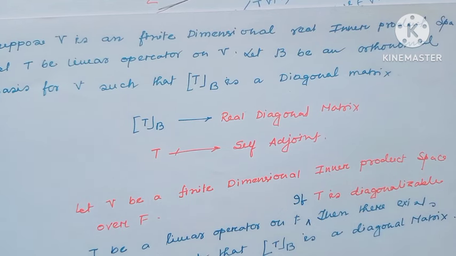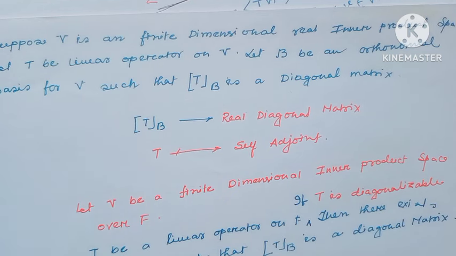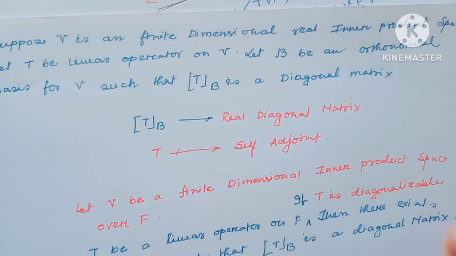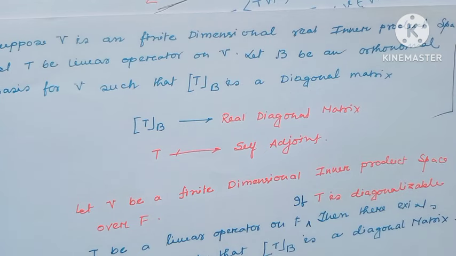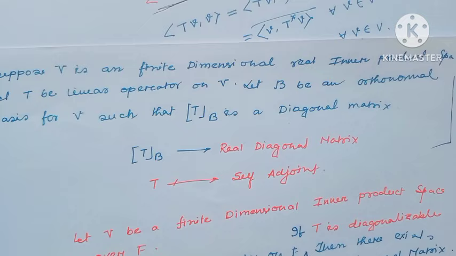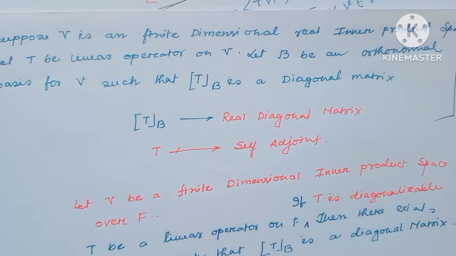If the matrix representation with respect to an orthonormal basis is always a diagonal matrix, then T is a self-adjoint operator. That means this is another way to find whether an operator is self-adjoint or not. If the matrix representation with respect to an orthonormal basis is a diagonal matrix, then we can tell the operator is self-adjoint.